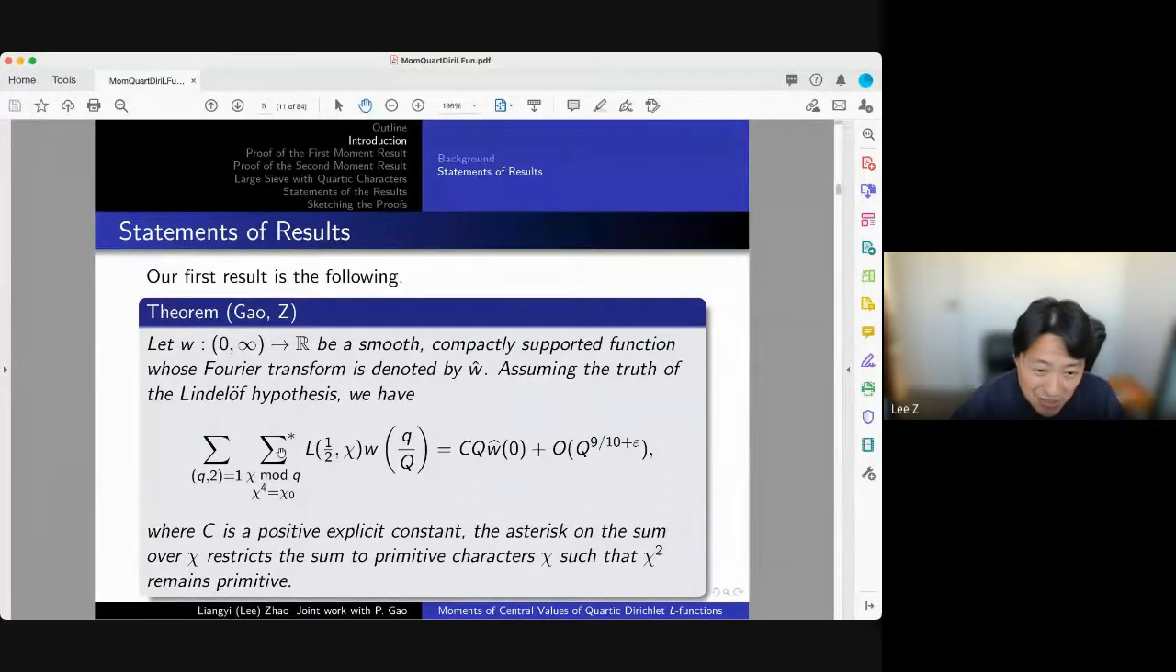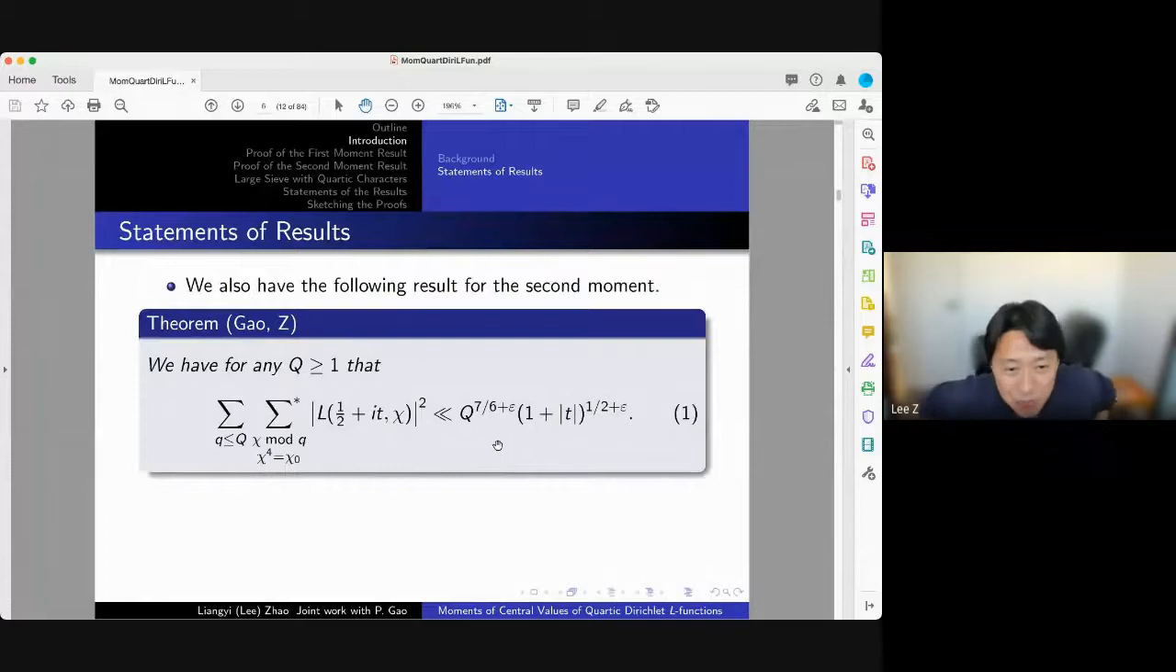So this notation here with asterisks restricts the sum to characters that are primitive and whose square is also primitive. So I'm really restricting myself to quartic characters. I want to exclude real characters, right? So that's the theorem here. The average value here is basically some constant multiplied by Q plus some error term, which is small compared to the main term, of course.